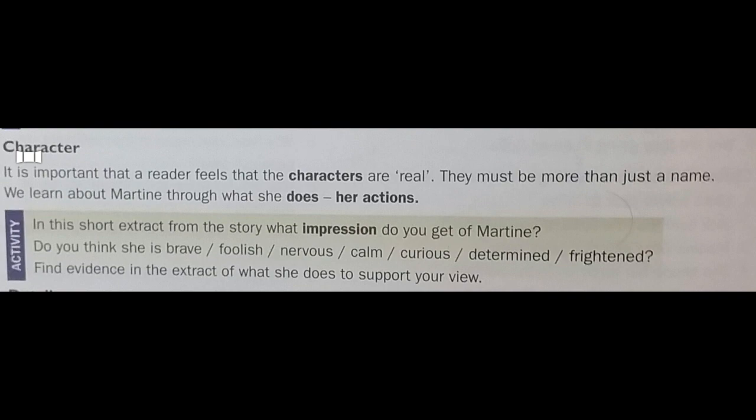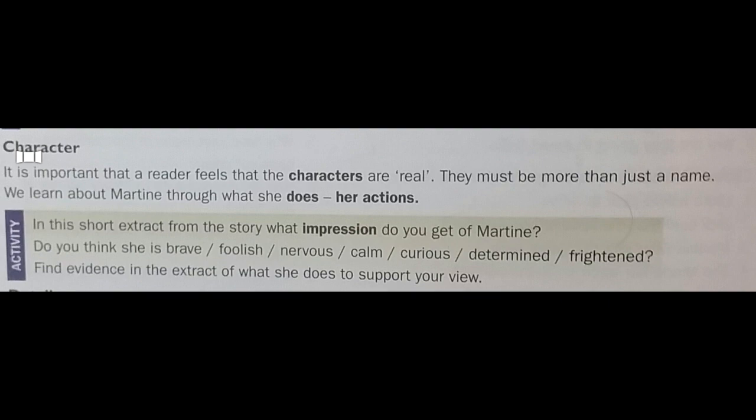Okay, in this short extract from the story, what impression do you get from Martin? Do you think she is brave, foolish, nervous, calm, curious, determined, frightened? Find evidence in the extract of what she does to support your view. Find evidence from the extract, the short story we read, that supports this character, Martin, whether she was calm, nervous, or foolish.